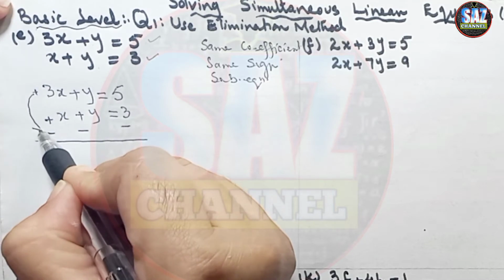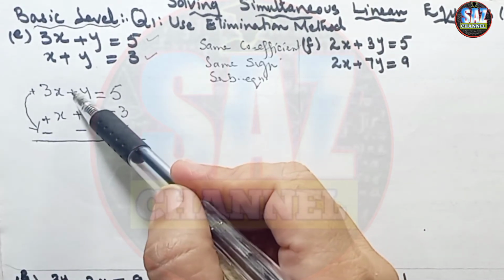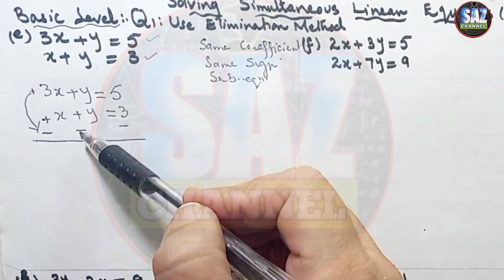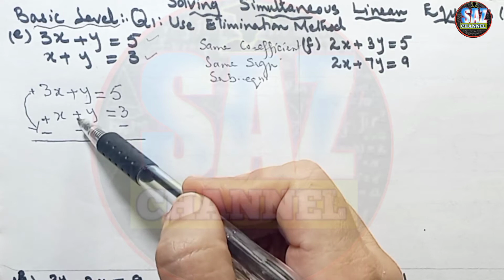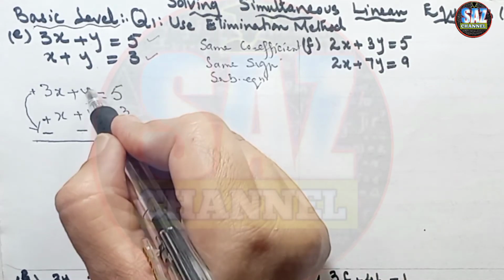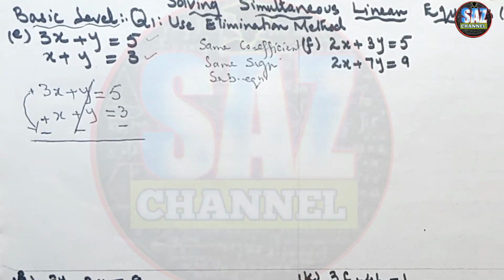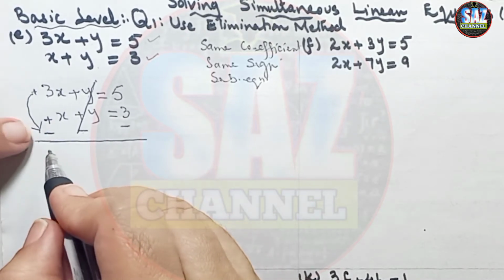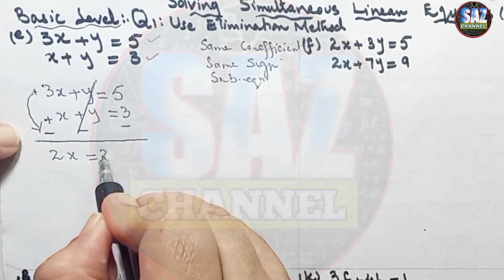Now these signs will be applied. In equation 1, the sign of y is positive. In equation 2, after changing the sign, y has become negative. So I can cancel y with this y, and I will be left with 3x minus x, that is 2x equals 5 minus 3, which is 2.